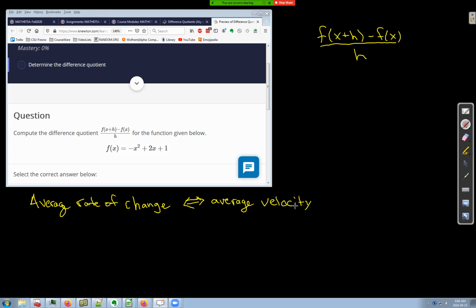Whereas if you weren't talking about a moving object, like a chemical reaction, or if you were running a business and talking about revenue, revenue might be changing, or your chemical reaction is changing. The rate at which those things change, you'd call a rate of change.